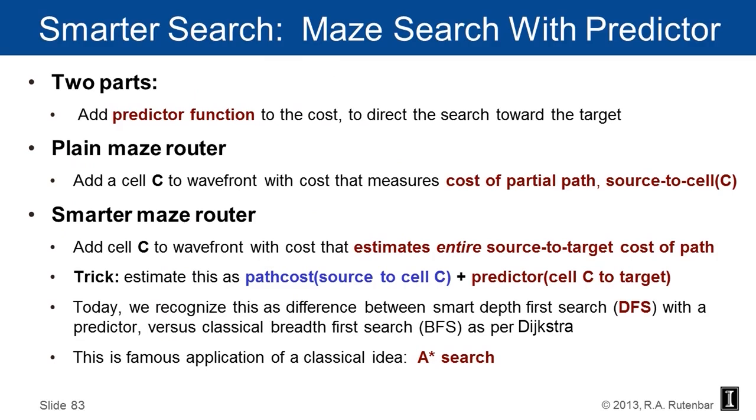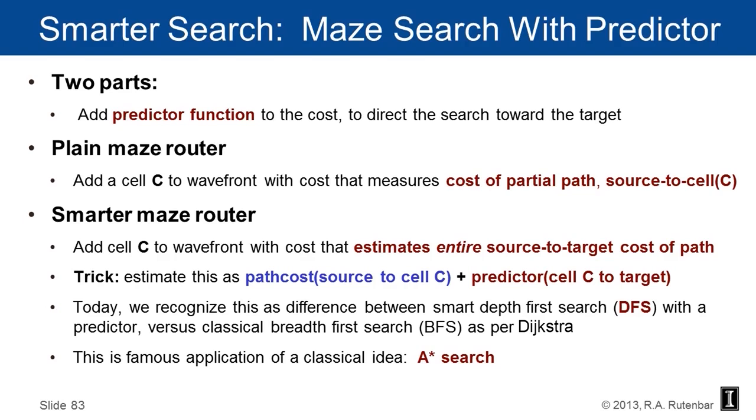So there's two parts to the idea. We're going to add a predictor function to the cost to direct the search to the target. So instead of just having the basic path cost, the additional second part is the predictor. So in a plain maze router, you add a cell C to a wavefront with a cost that measures what?